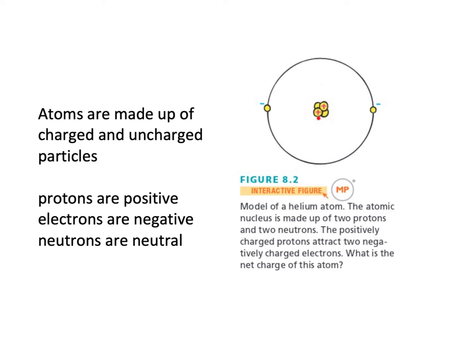So if this guy has two protons and two electrons, there's two positive charges and two equal negative charges. So the whole atom has no net charge. We say it's electrically neutral.